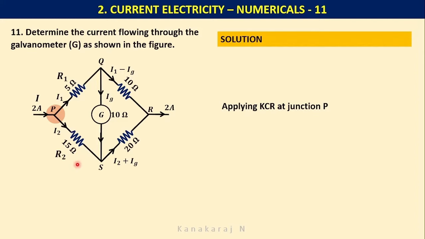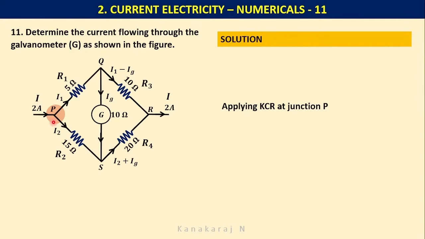15 ohms is labeled as R2. Then 10 ohms is labeled as R3. Then 20 ohms is labeled as R4. Then once again the 2A is labeled as I. Now we are going to apply the KCL at junction P.